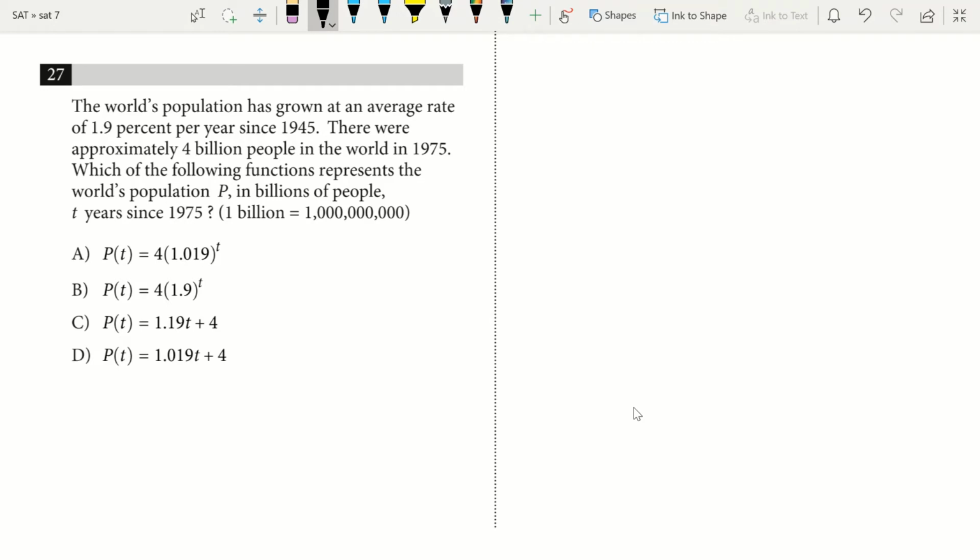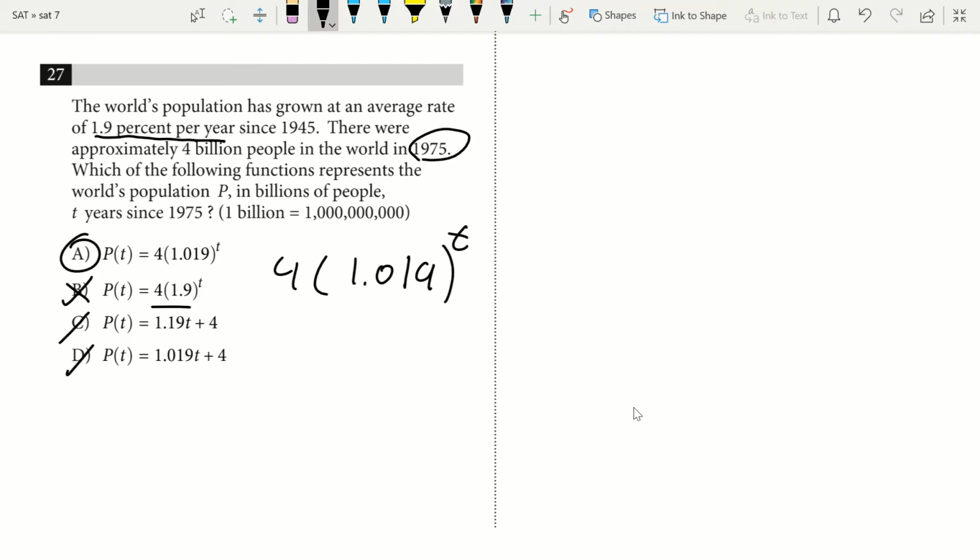All right, well, this is exponential growth, right? This isn't linear, so I can get rid of anything with linear, and it has to be exponential because each year as we add more people, we're increasing 1.9% on top of what it was the year prior. So I start with 4 billion, and I'm multiplying by 1.019, because that's what 1.9% is. I see that answer choice B doesn't have that. I know my answer is going to be A, and I multiply that by T years from 1975.